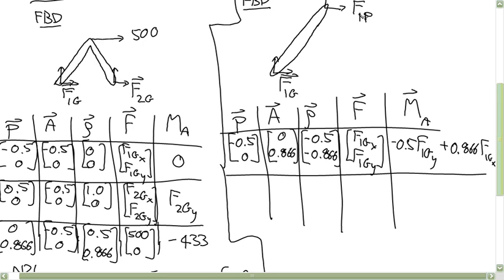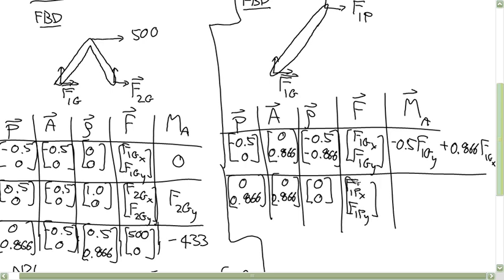And then this force is at 0, positive 0.866. That's where the about point is. The row vector is 0, 0. The force vector is F1PX, F1PY. And then that doesn't contribute any moment.